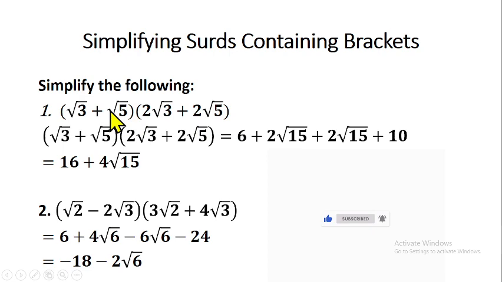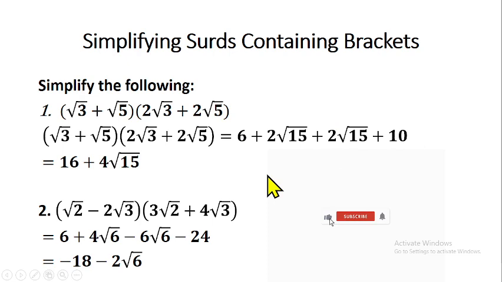Surd 5 times surd 5 will give us 5, and 5 times 2 gives us 10. I hope you understand that I opened that bracket. Now we cannot collect like terms. 6 times 6 plus 10, yeah, we can collect the like terms or rearrange it and collect like terms anyhow, but you can just do it straight. 6 plus 10 will give us 16.